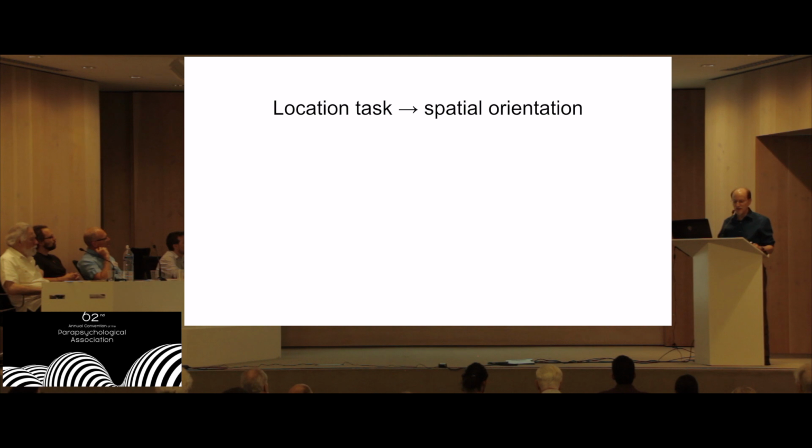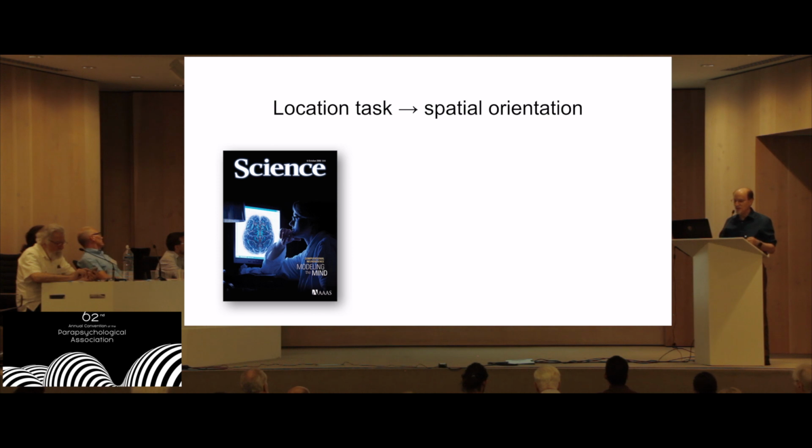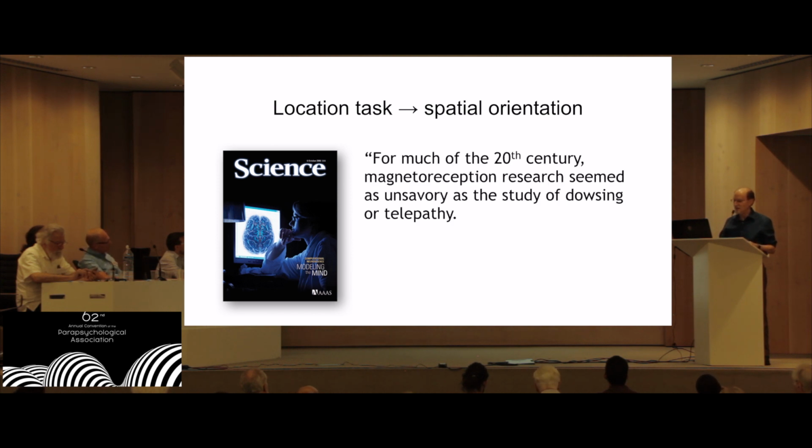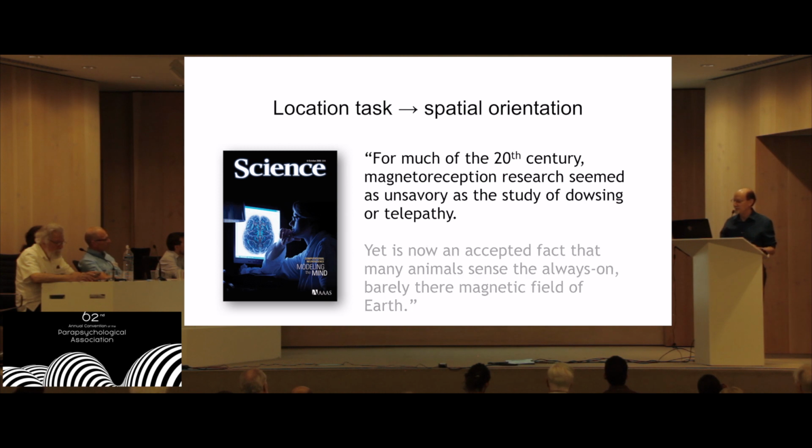So the reason why the location test is interesting, especially for looking for geomagnetic correlates, is because if you locate yourself in space, that's what this task is. It is, in a sense, a navigational task, even though it's map dowsing. And we know from recent studies now that for much of the 20th century, magnetoreception research seemed as unsavory as the study of dowsing or telepathy. Well, here we're studying a kind of dowsing telepathy thing. So it may be unsavory for science, but not for us.